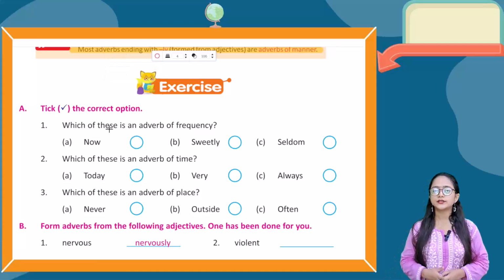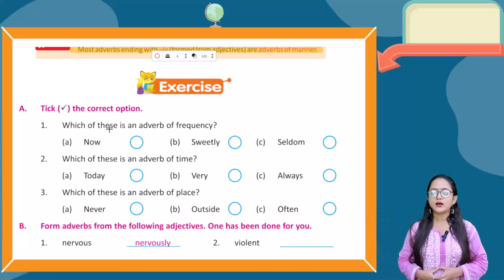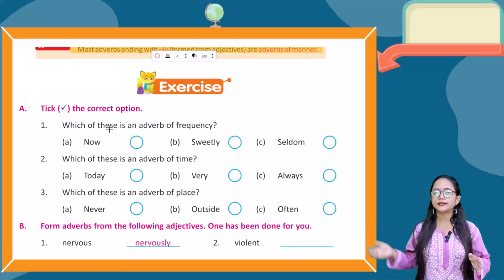So the first question is, tick the correct option. Which of these is an adverb of frequency? Options are now, sweetly, seldom. It is talking about frequency, how often that work is done. So the answer is seldom.